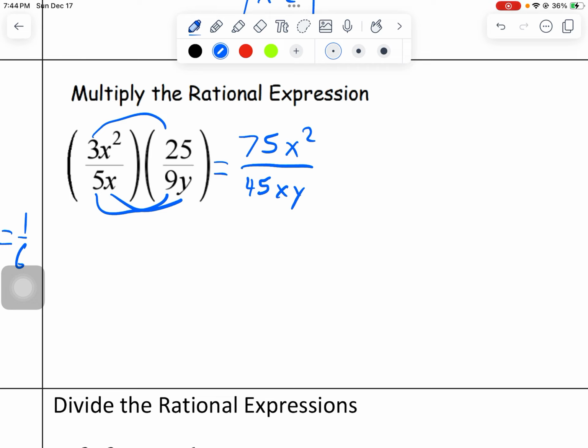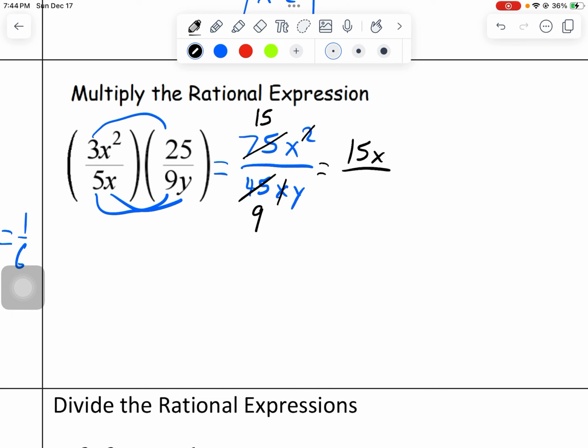So now look for numbers that divide into 75 and 45. We know that 5 divides into both of them. So if we divide each of them by 5, or take a factor of 5 out, we'd be left with 9, and then 75 divided by 5 is 15. And then we can also take out an x. I'm going to get rid of the squared. So I'd have 15x over 9y.